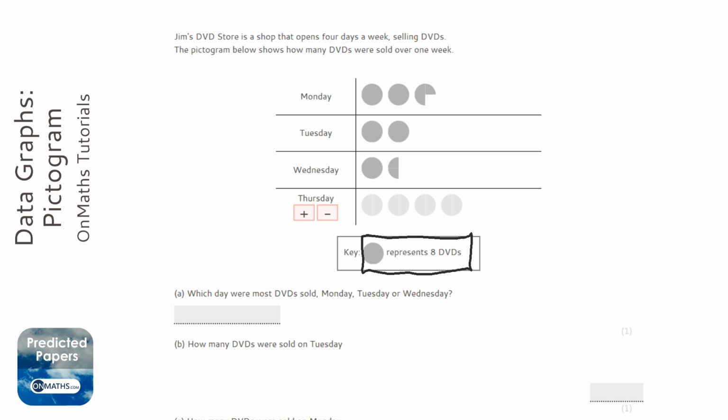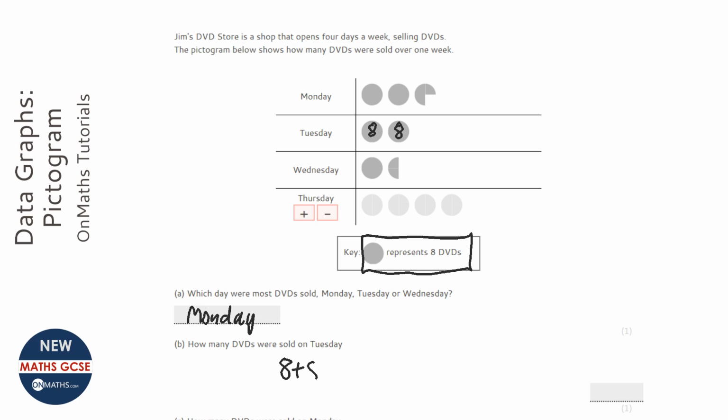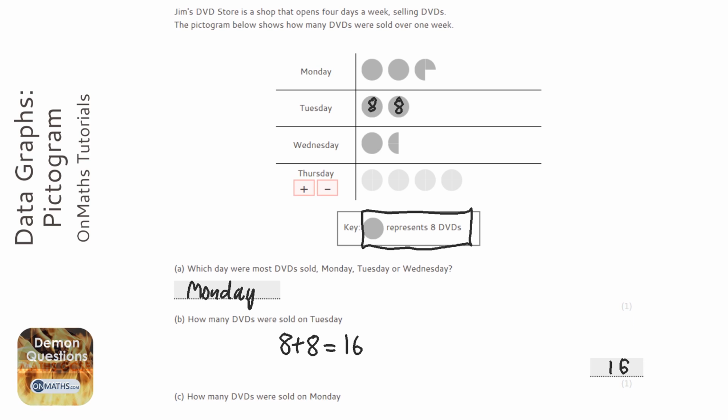Now Tuesday has 2, Wednesday has 1.5, but Monday has over 2 3/4. So it's definitely going to be Monday because it's got the most circles. Now, how many DVDs were sold on Tuesday? Well, if each circle represents 8, there's 8 there and there's 8 there. So we just need to add the 8s together, which makes 16. So 16 DVDs were sold on Tuesday.